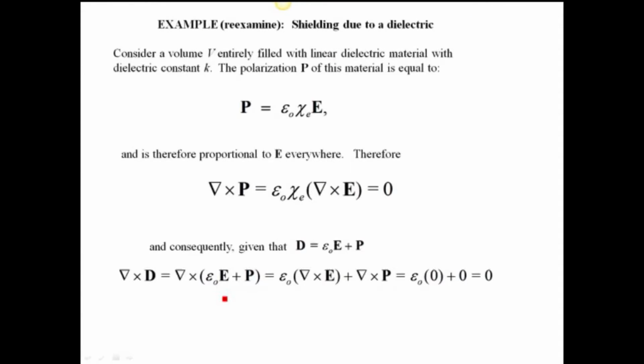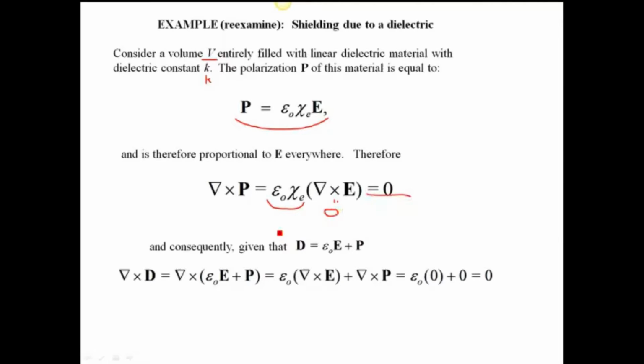So let's re-examine the shielding effect due to a dielectric, and we'll do this in terms of some of the relations we've developed. So what we're going to do is consider a volume V entirely filled with linear dielectric with a dielectric constant, that should be a kappa. The polarization P of this material is equal to the linear relation that we gave before. It's proportional to E everywhere. Take the curl of P. That's equal to this constant times the curl of E. But we know that that is equal to 0.